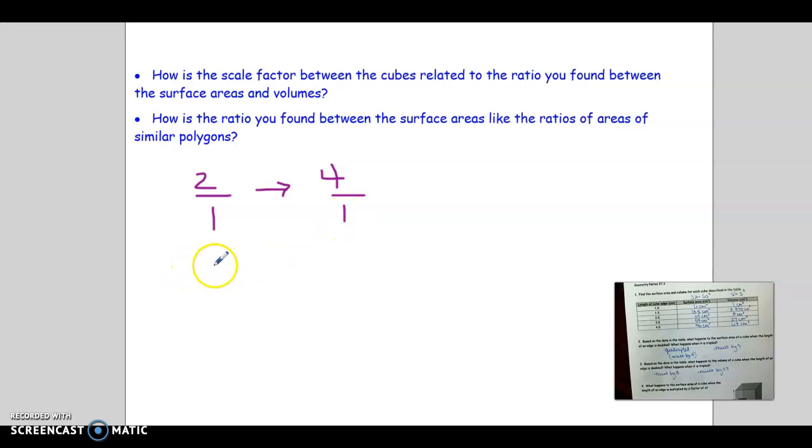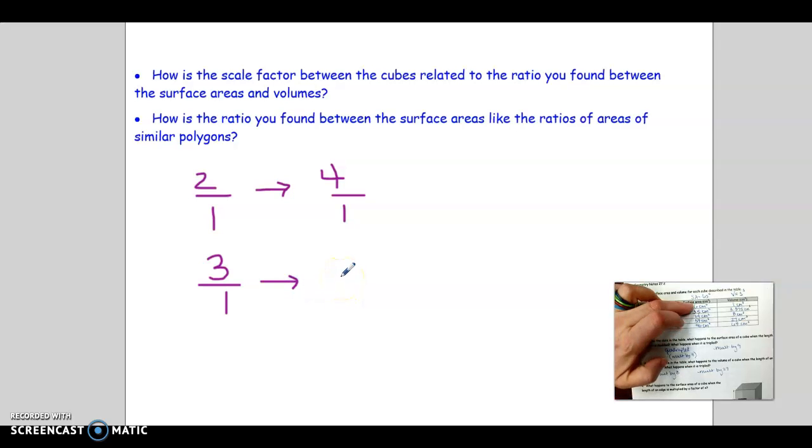When we tripled the side length, that meant the sides had a ratio of 3 to 1. Our sides were 3 and 1. Then what happened to the surface area? Well, our surface area went from 6 to 54. 54 over 6 is 9 over 1.